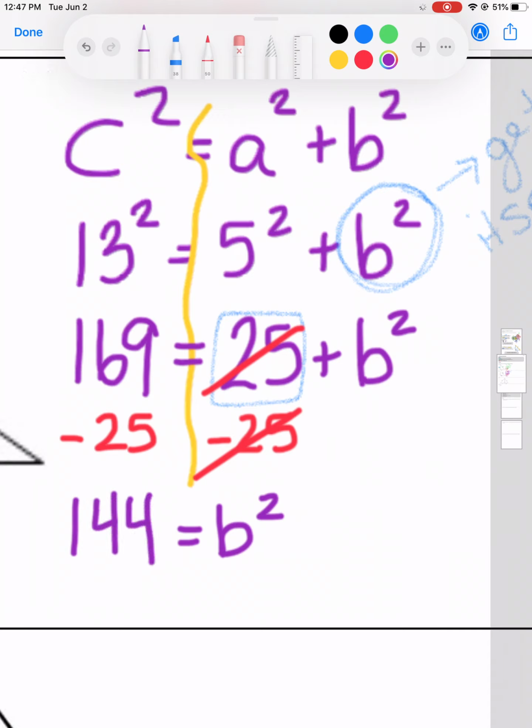Okay, is b by itself yet? No. Okay, because it still has that. How do we get rid of a square? Square root it. Okay.